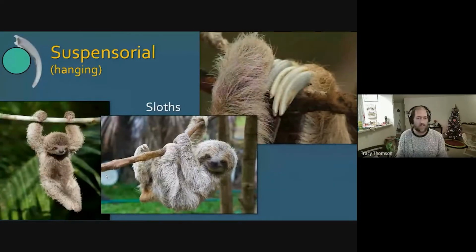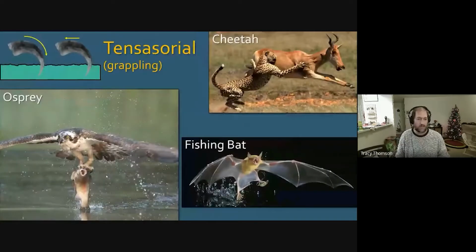And then there's a suspensorial category. This is only sloths. I haven't found anything else that uses its claws like sloths do. They will wrap the claw over the branch and then just hook it there and suspend themselves from that claw. That's different from grabbing the branch. It's a different function, different physics are involved, and so it's a unique category, but it's only one that's occupied by sloths so far. I haven't found anything else that does this.